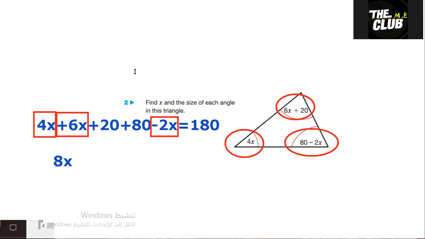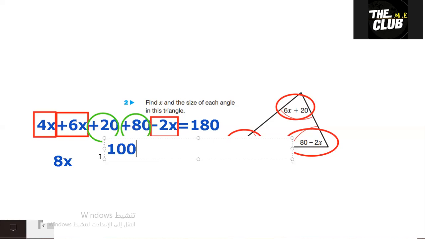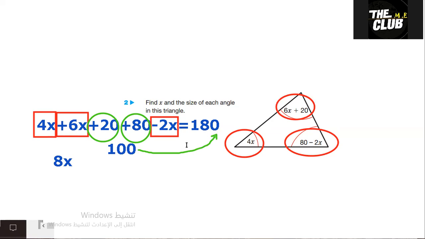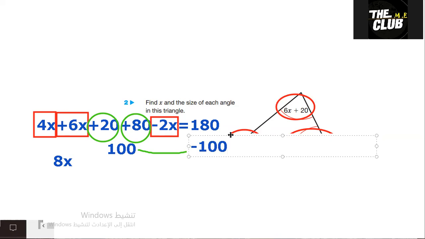Now I look at the numbers, the like terms which are constants. I have 20 and I have 80. When you add them together they're going to be 100. So this one is positive 100. Now I'm going to take the 100 to the other side by subtraction. So it's going to be minus 100 here.